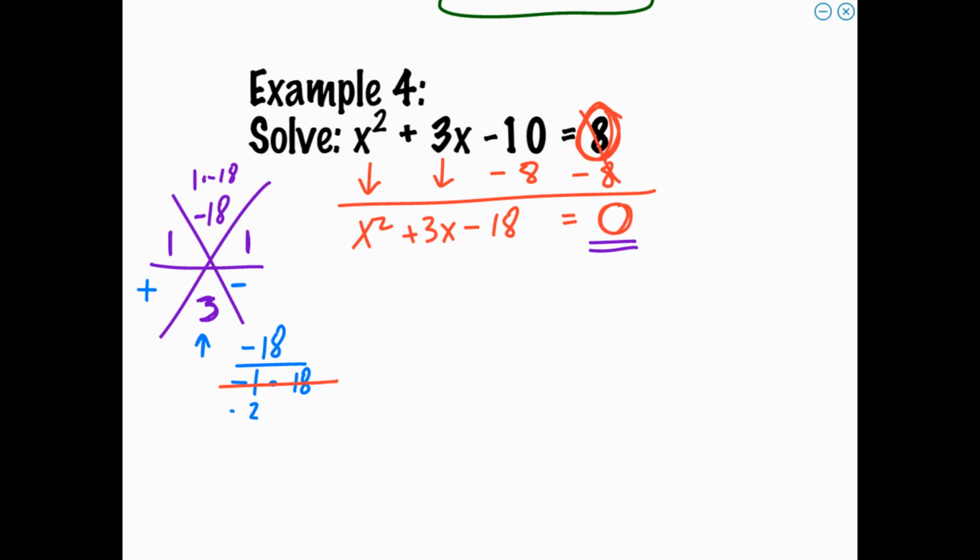Then negative 2 times 9, those multiply to give me negative 18. Do they add to give me 3? No. So then I've got negative 3 times 6. Do those add to give me 3? Yes. Okay, so that's what I'm going to use here. If you've already put your plus and minus, make sure you put them correctly with your plus and minus sign.